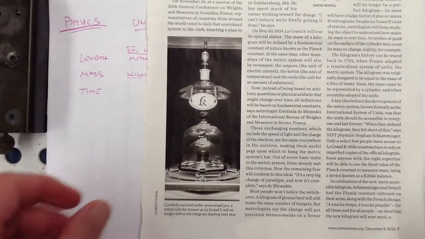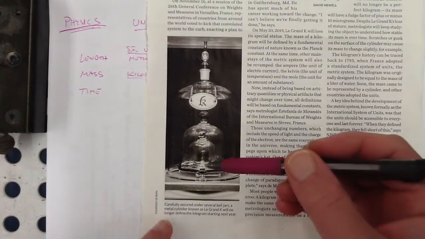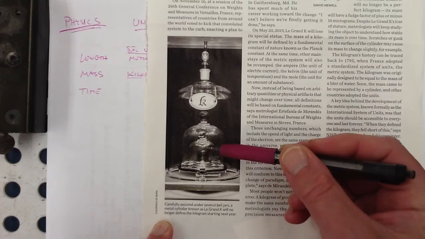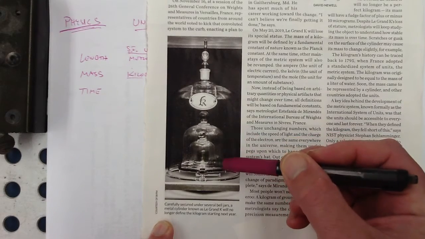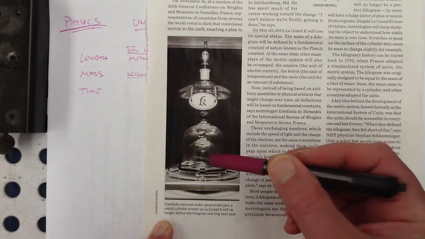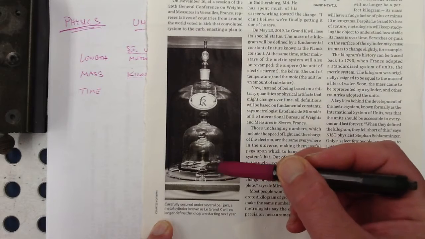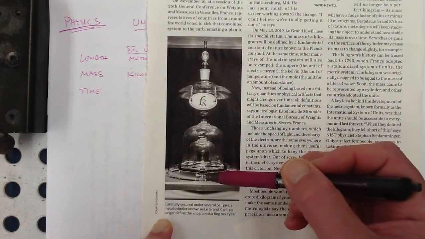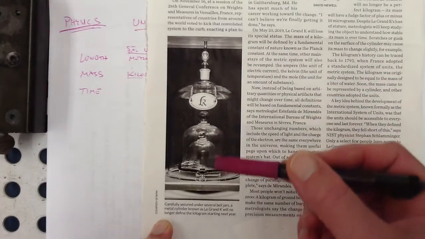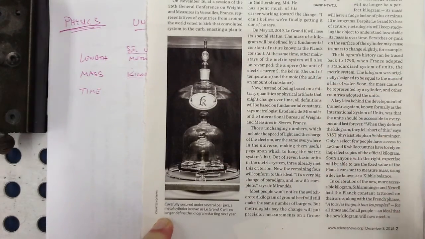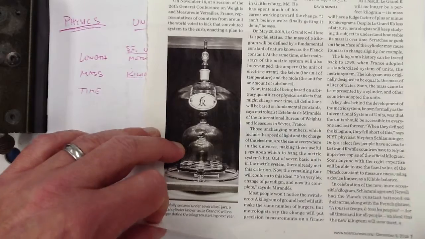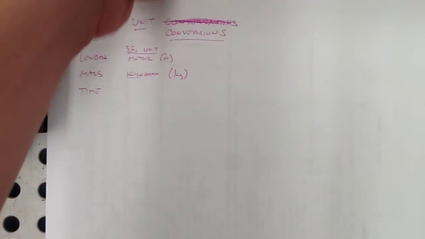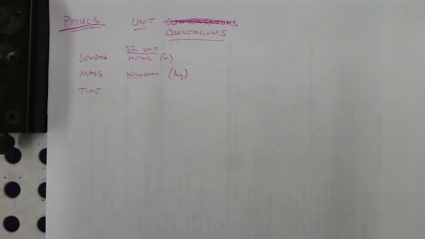I don't know if you can see in this picture, in the middle of this, it's kind of hard to see. There's a cylinder down here. It's a platinum iridium cylinder that was the standard for the kilogram, and it's kept under all these jars in a vacuum so that little tiny atoms won't go attaching themselves to it, or vice versa. It basically looks like this.